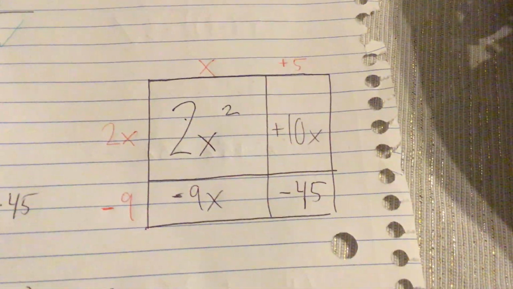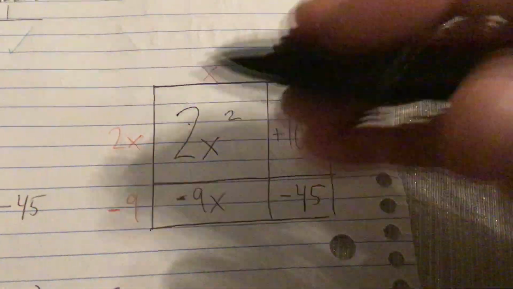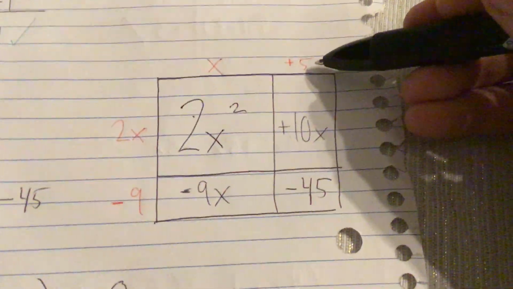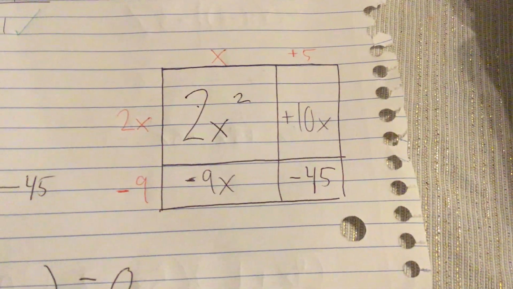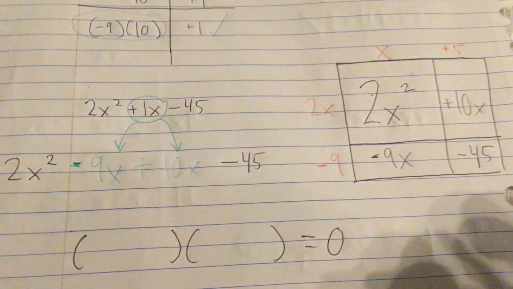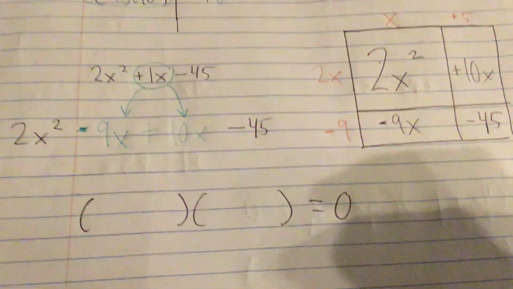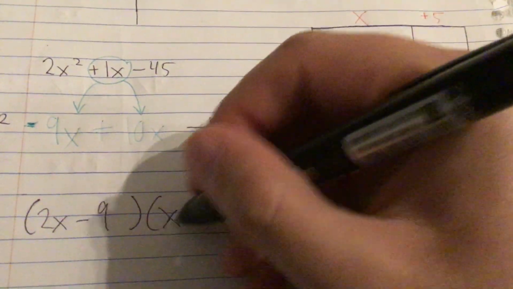And how do we check our work? That diagonal should be the product of 5 and negative 9. Is positive 5 times negative 9 equal to negative 45? Then we did it correctly. So let's factor this out. In the left factor, one of the factors is 2x minus 9. The other factor is x plus 5.